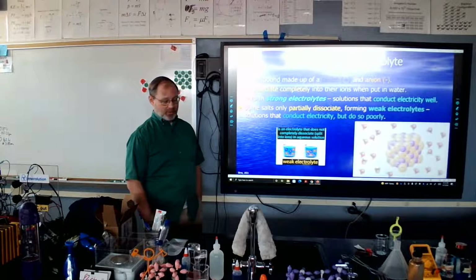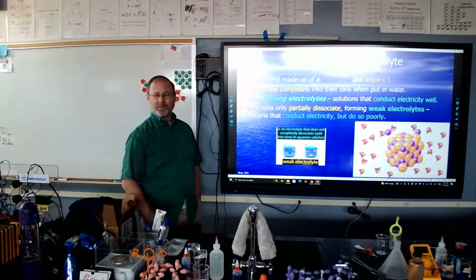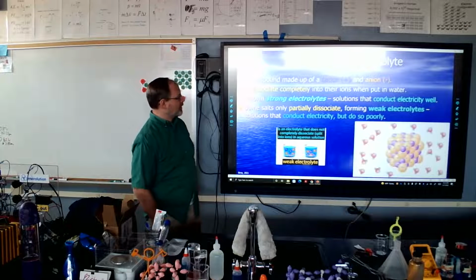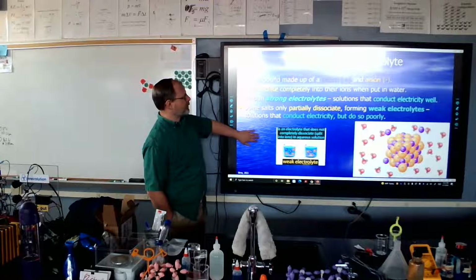And you notice that we would classify Boulder City water as a reasonably strong electrolyte because there's a lot of ions in there. Okay, so moving on, and we're going to test a bunch of substances tomorrow.